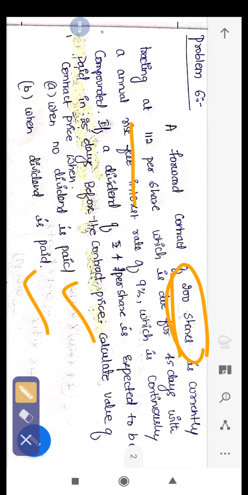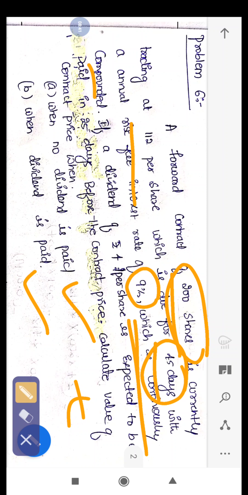Which is due for 45 days with an annual risk-free interest rate. So 45 days is the contract maturity. 45 days is the whole contract maturity. Interest they have given is 9%, which is continuously compounding. Means this is not that much concern. So we don't concern whether it is compounded interest or simple interest. So we need this 9%.